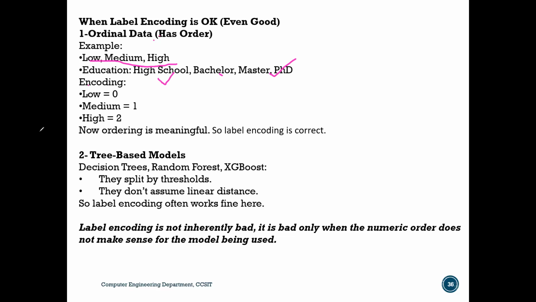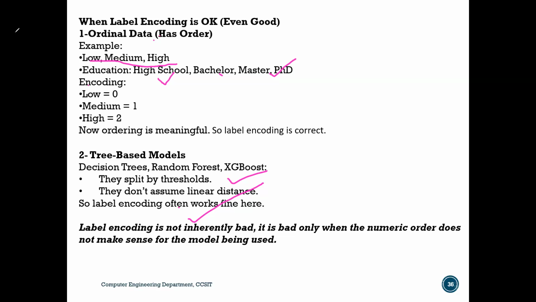If we have a tree based model, like decision tree, random forest, XGBoost, they split by threshold and they don't assume linear distances. So even label encoding is good for them also. So label encoding is not always bad. It is bad only when the numeric order does not make sense with the model being used. If your data is ordinal, then you can use this. There is no issue at all. It will give you a good result. But if your data set is not ordinal, then it is not prescribed to use this technique.